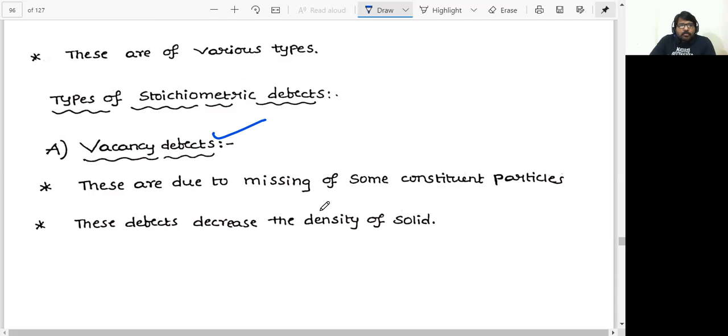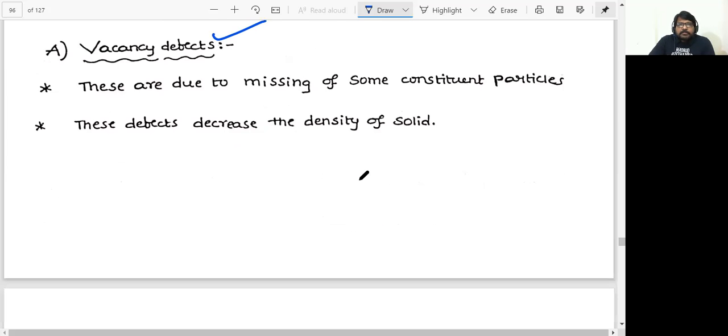So the unit cell volume remains the same, but due to the missing of some constituent particles, the mass of the unit cell will come down. When the mass of the unit cell decreases by keeping volume constant, density will decrease because density is directly proportional to mass when volume is constant.